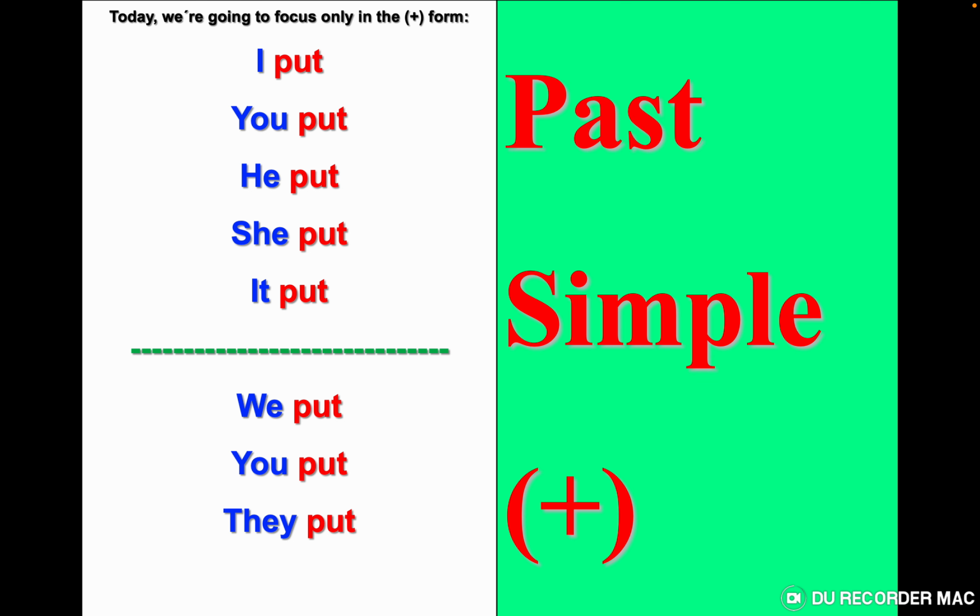So to ride a bicycle or to ride an animal, sorry, an elephant, a horse, a donkey, a camel, or a bike or a motorbike: I rode, you rode, he rode, she rode, it rode, we rode, you rode, they rode.